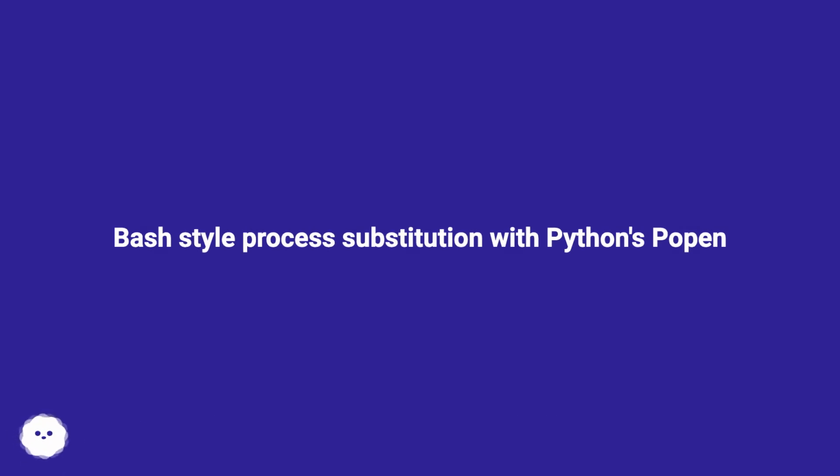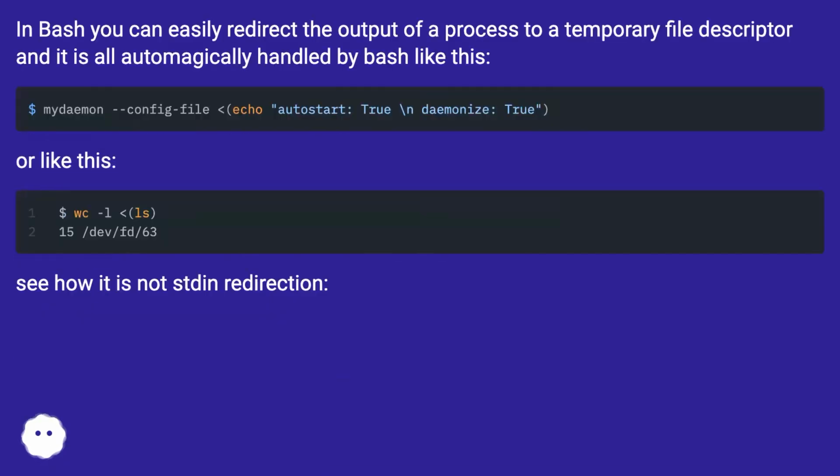Bash-style process substitution with Python's Popen. In Bash you can easily redirect the output of a process to a temporary file descriptor, and it is all automatically handled by Bash like this. Or like this. See how it is not string redirection.